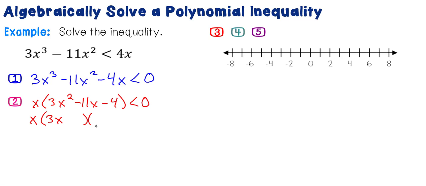So 3x and x, well, to get 11, I would want to multiply the 3 and the 4. And the 11 needs to be negative, so that means that needs to be negative, and this should be a positive 1. So that means that my zeros are going to be 0, negative 1/3, and 4.